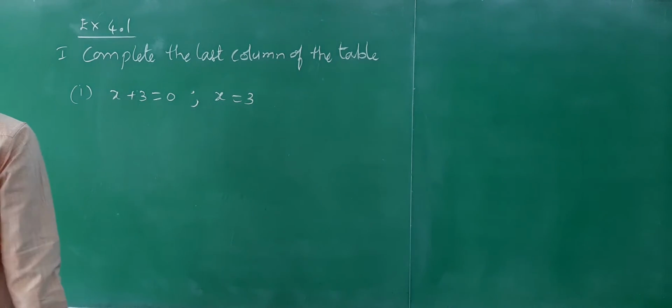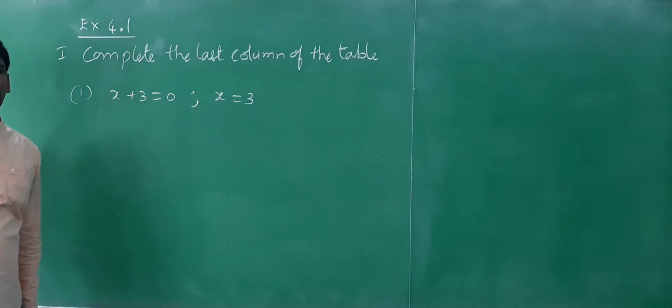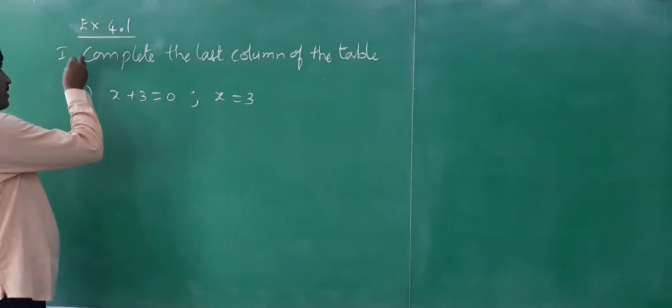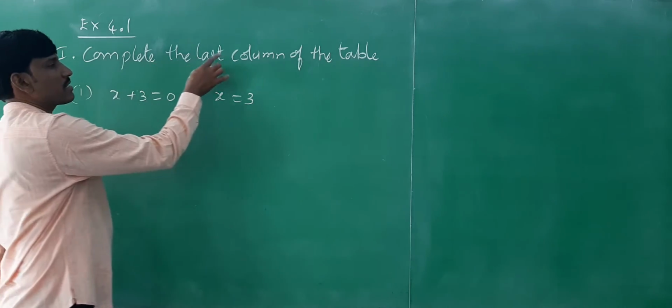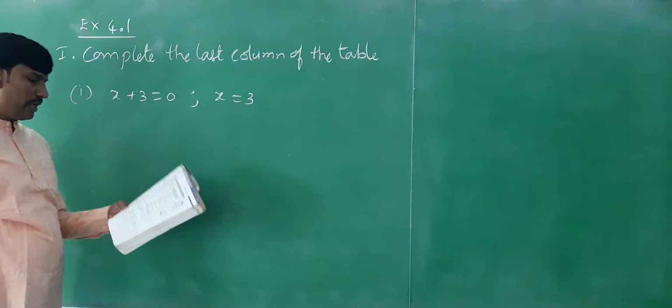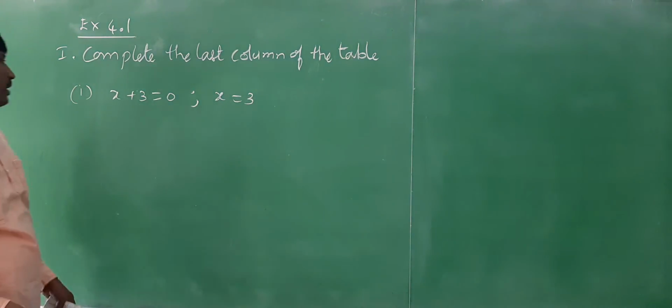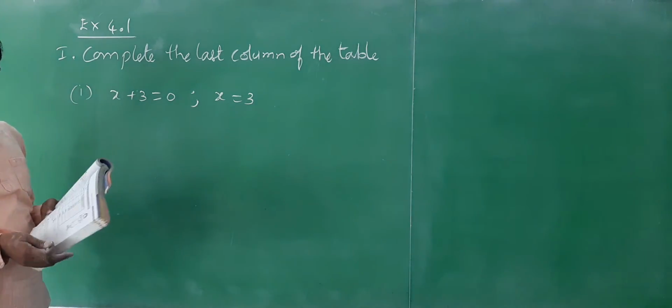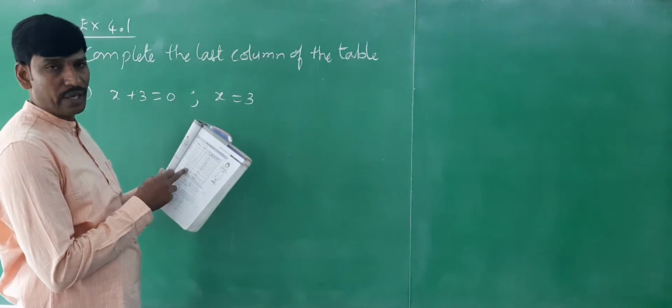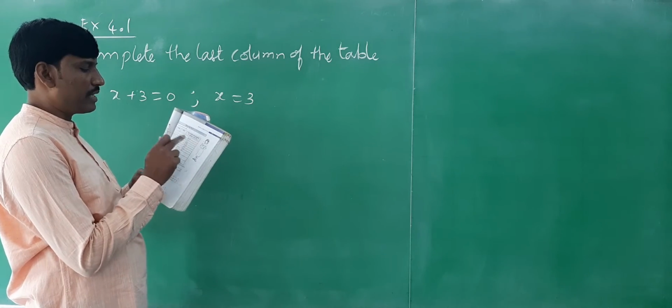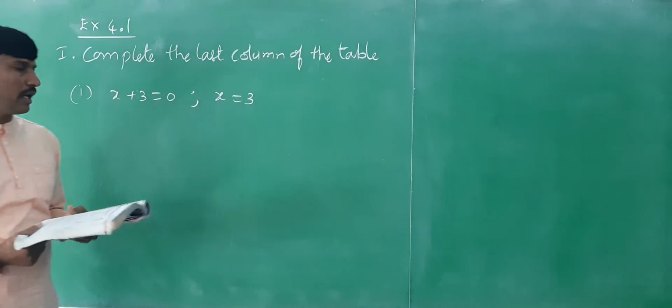Children, let us discuss exercise 4.1. In that, the first question is: complete the last column of the table. See here, in this table you have 11 questions. The columns are the serial number, equation, value of the variable, and whether the equation is satisfied or not. So let us discuss.